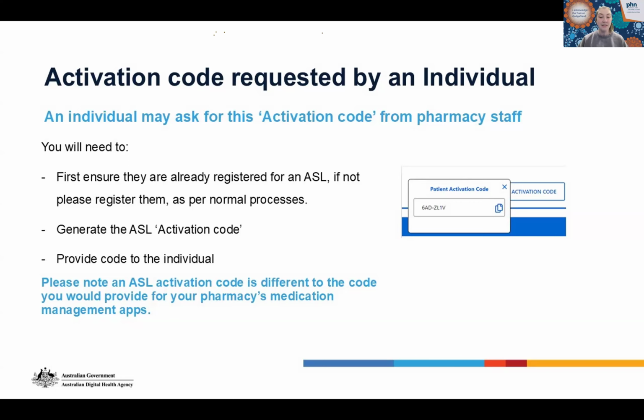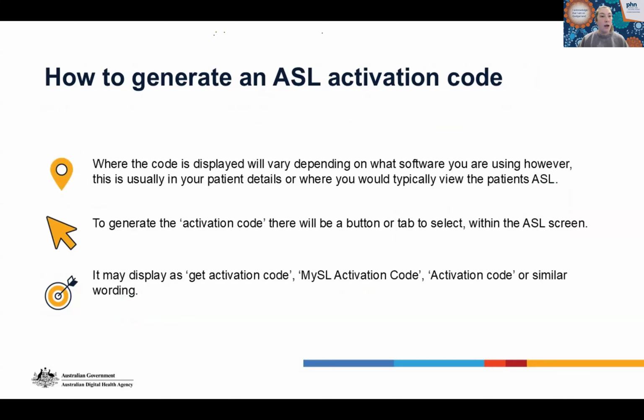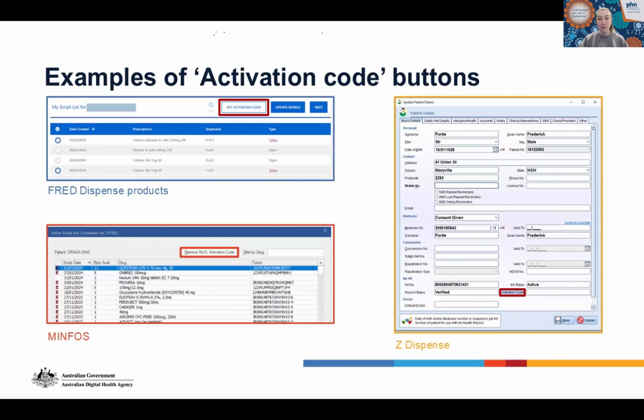Please note that the ASL activation code is different to the code you would provide for your pharmacy's medication management apps. So I will go through how to generate that code. Where the code is displayed will vary depending on what software you're using. However, it's usually in your patient details or where you would typically view the patient's ASL. To generate the activation code, there will be a button or tab to select within the ASL screen. It may display as get activation code or my SL activation code or activation codes with some wording similar to that.